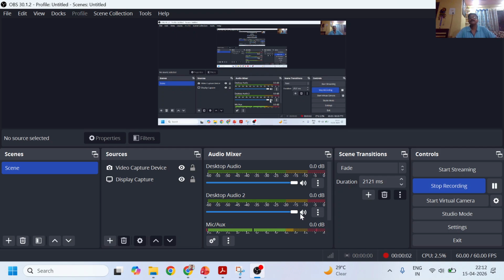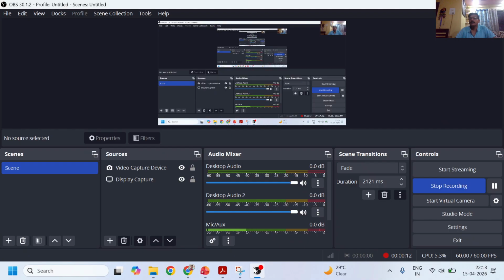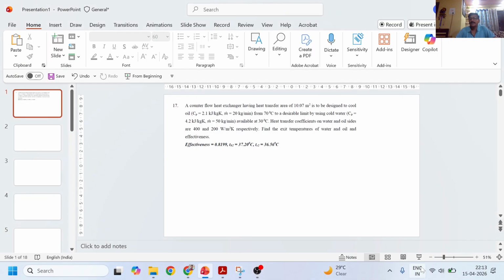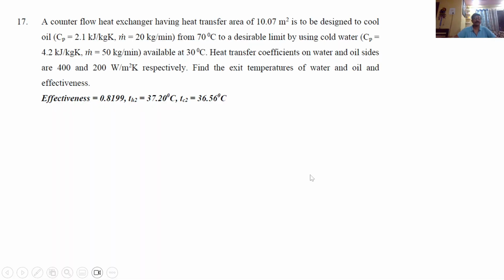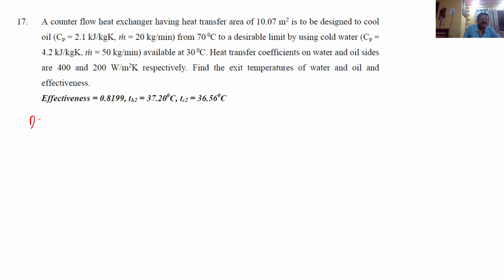Hello students, in this lecture we are going to see remaining problems of heat exchanger. So let's begin with it. I am writing the data for this problem.